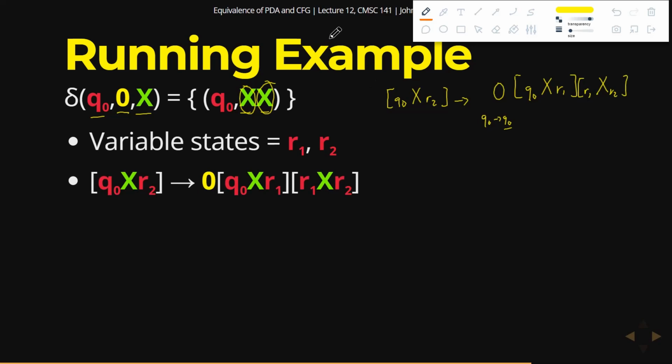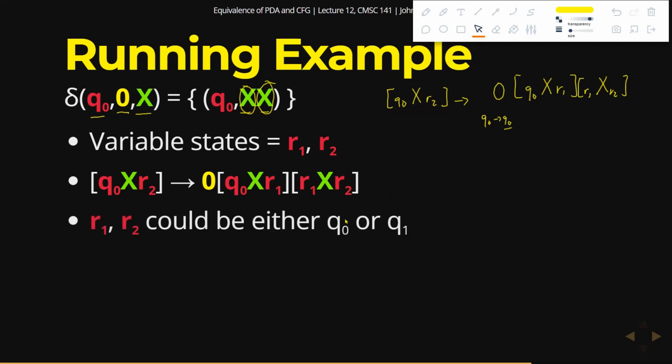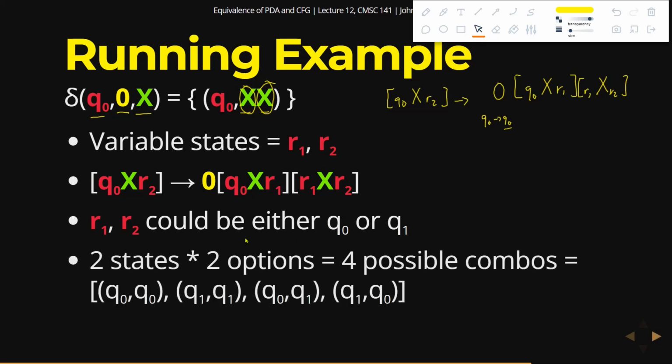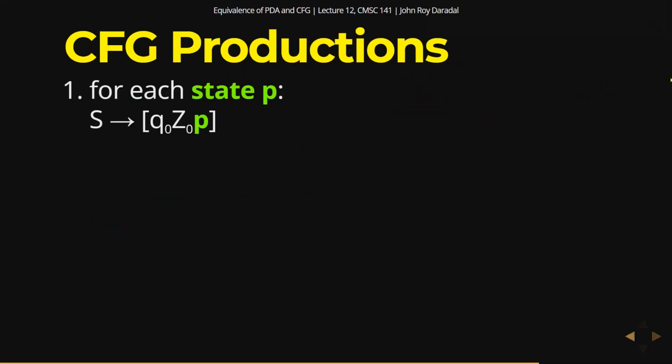Okay, so that's Q0 X R2 is equal to 0 Q0 X R1 R1 X R2. And again, R1 and R2 could either be Q0 or Q1, so you have to test for all possible combinations. Okay, so that's the example for type 3 productions. So all in all, we have the 3 types of productions for CFG.